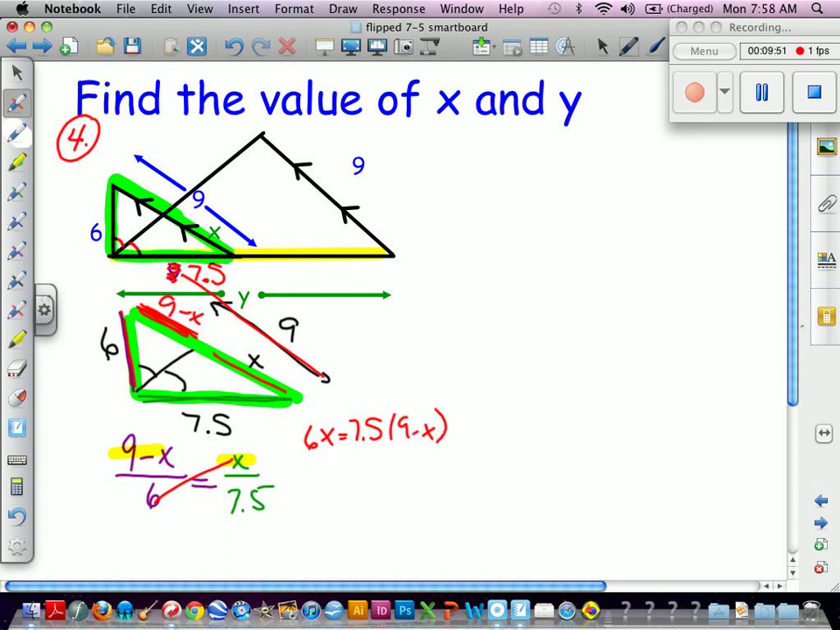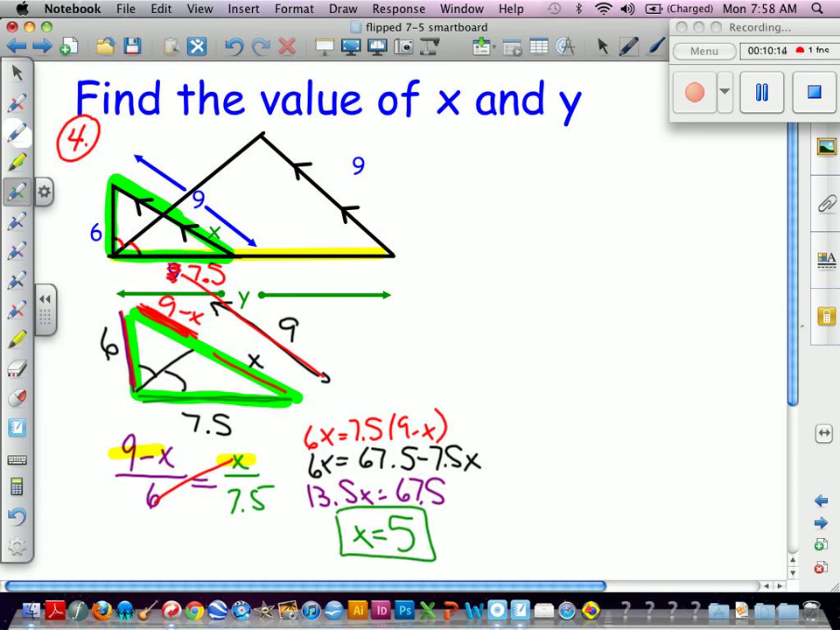I got 6x equals 67.5 minus 7.5x. Get my x's together, that's going to get me 13 and a half x's equals 67 and a half. Divide by 13.5, 13 and a half, you get x to equal 5. I'm going to write that in my picture. This is 5. Okay, I'm going to erase some of this.